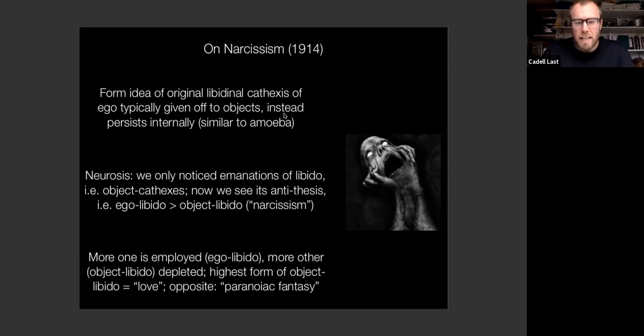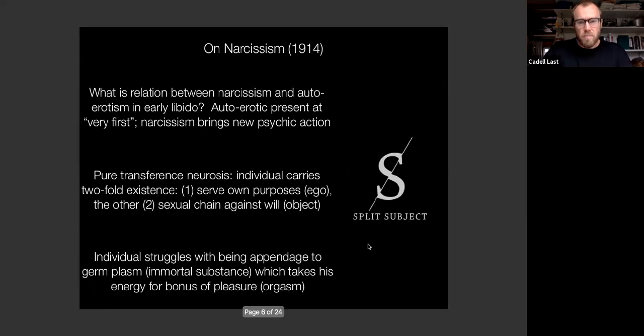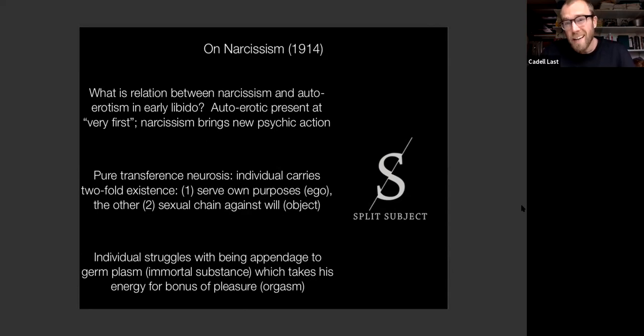He's merely saying that there's this oppositional dynamic again, and what common society considers love, narcissism is the opposite of that. So he then asks the question, what is the relationship between narcissism and autoeroticism, namely early libido? Because he's claiming here, and we've covered this before, that libido is autoerotic. In some sense, libido is narcissistic. And so what is the distinction between narcissism and this original primary autoeroticism, if there is any?